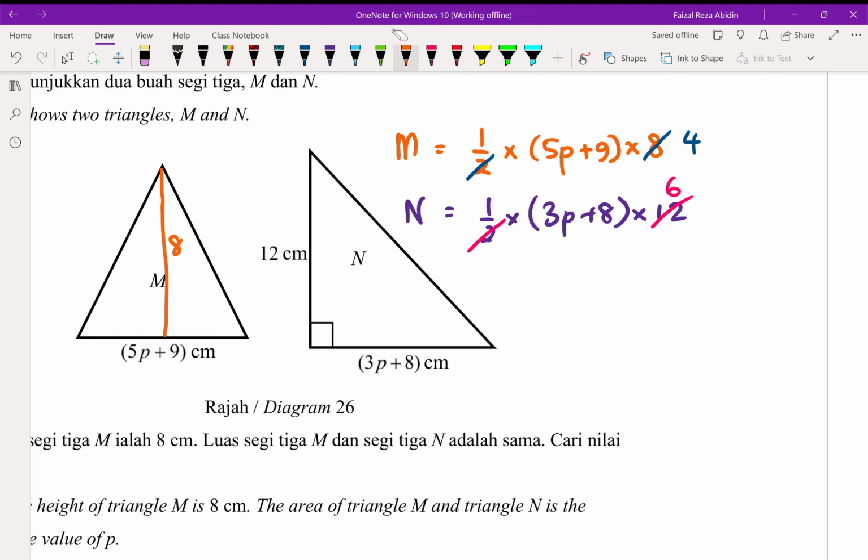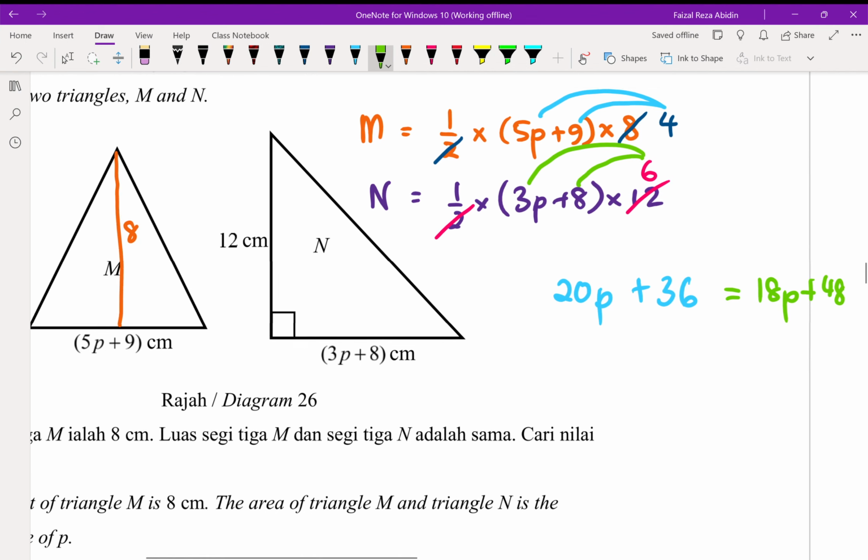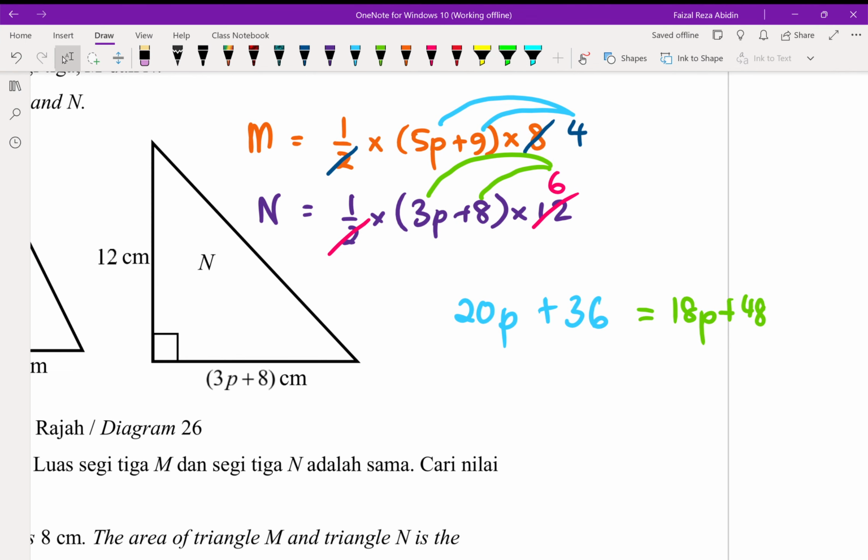Now, what does it mean by expand here? I'm going to times inside the bracket. Right. So, 5p times 4, you're going to get 20p. Plus 9 times 4, 36. So, you are going to get equals to 6 times 3p, 18p. 6 times 8, 48. So, over here, can class? Okay, because we have m equals to n.